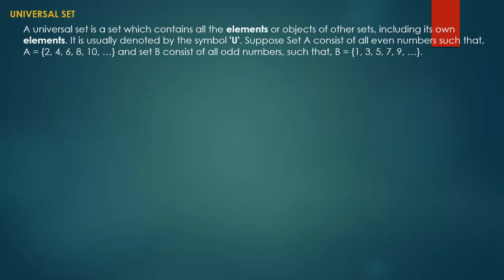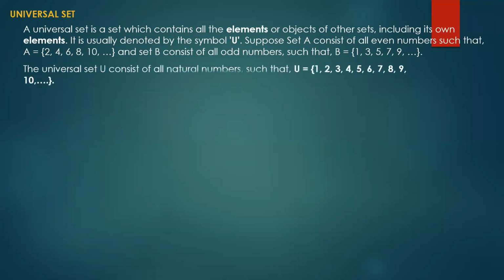Okay, so this is the definition of the universal set. A universal set is a set which contains all the elements or objects of other sets, including its own elements. So this is what I was talking about. It is usually denoted by the symbol U, a Greek U, something like that. Suppose a set A consists of all even numbers such that A is 2, 4, 6, 8, 10, and set B consists of all odd numbers such that B is equal to 1, 3, 5, 7, 9. The universal set of these sets will therefore have all the elements that are in A and in B.